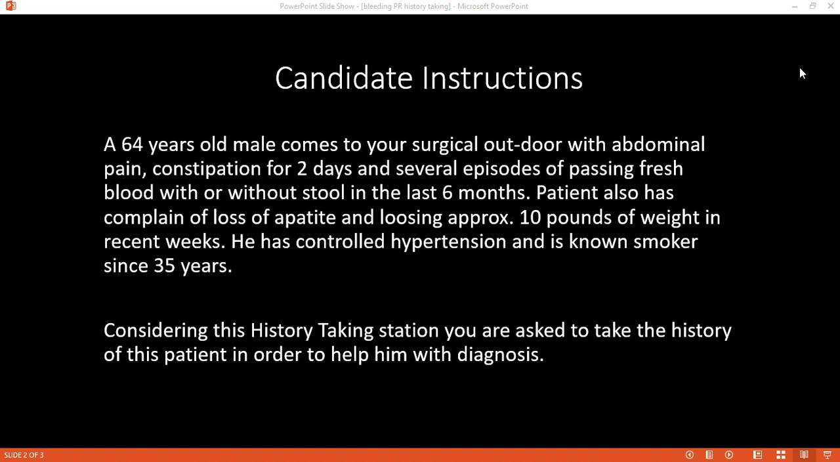Sorry. You are losing weight. Since when did you notice that you are losing weight, sir? Doctor, I have recently lost 10 pounds of weight. How is your appetite? I am not interested in eating any food. I lost my appetite recently.